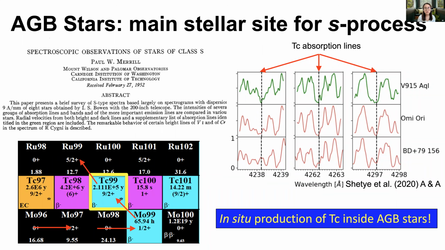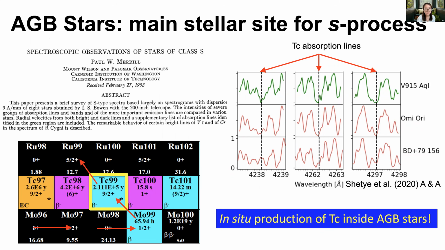Now we know that mainstream grains came from low-mass asymptotic giant branch stars. Starting from this slide, we will be looking at the slow neutron capture process in AGB stars and see how we can use the isotopic composition of mainstream grains to constrain the s-process. We know that AGB stars are the main stellar site for the s-process, and this was confirmed by the detection of technetium in AGB stars by Paul Merrill more than half a century ago.